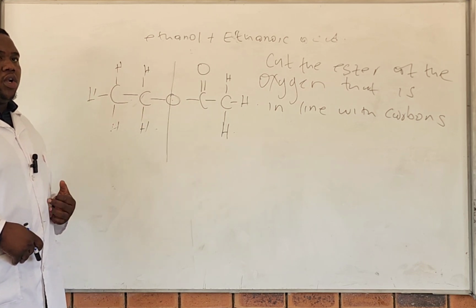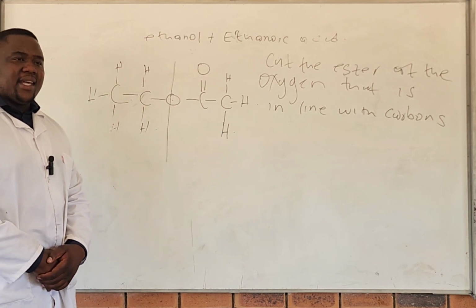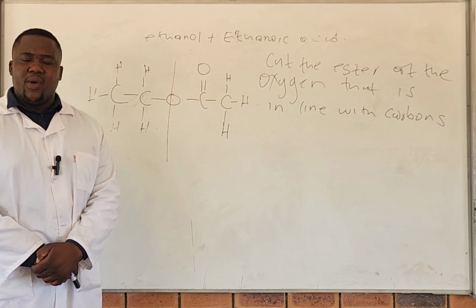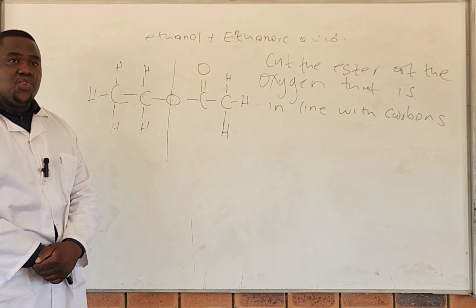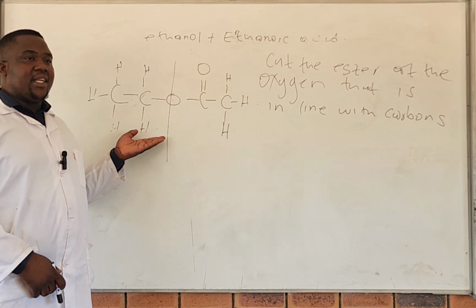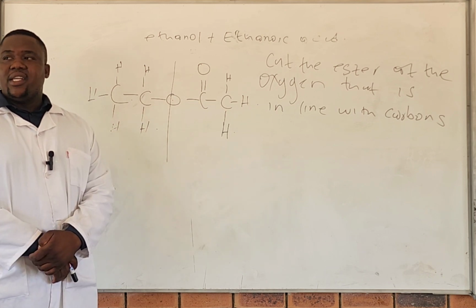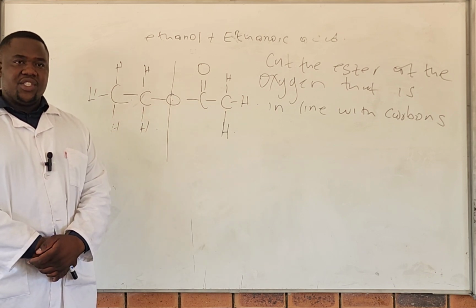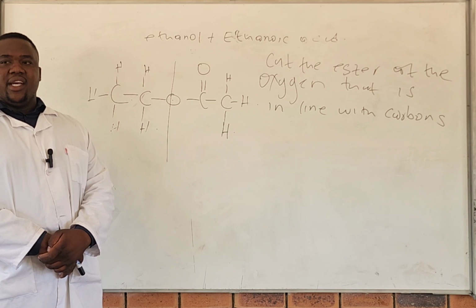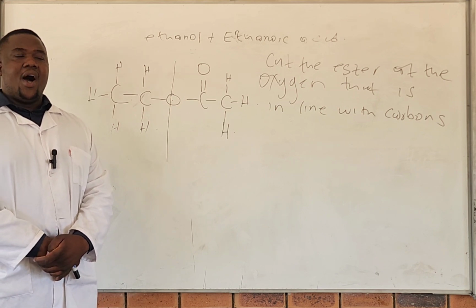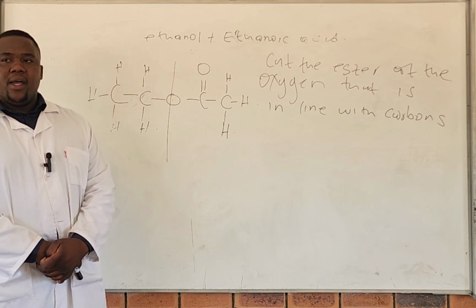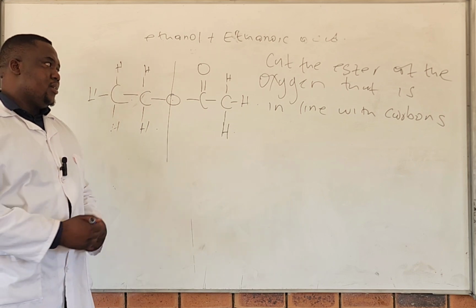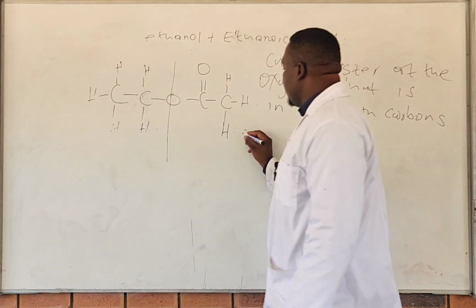Because sometimes in the exam, you are going to come across a question which will give you an ester like this and say, tell us the type of alcohol that was used and the type of carboxylic acid that was used, right? So how do you get to know that? Let me write.